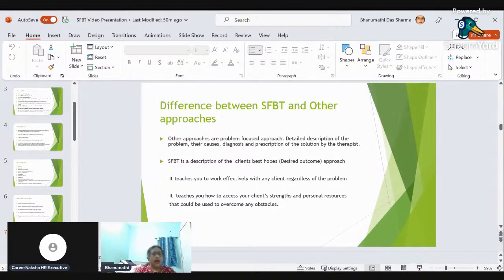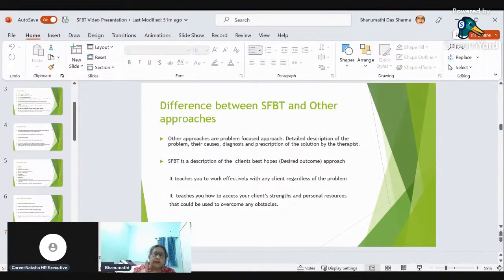Difference between SFBT and other approaches. Other approaches are problem focused approaches: detailed description of the problem, its causes, diagnosis, and prescription of the solution by the therapist. What happens is when a client talks about the problem and there is a detailed description of the problem, it gets magnified and the client is emotionally down. Their physical vision, their emotional vision shrinks. They only see limited possibilities. Their creative vision also shrinks. But SFBT is a description of the client's best hope, a desired outcome approach.